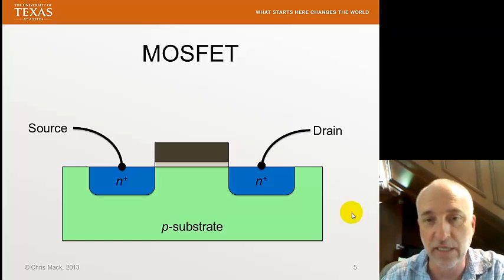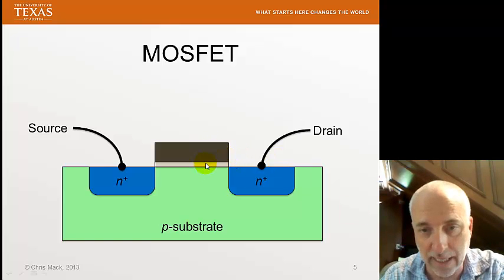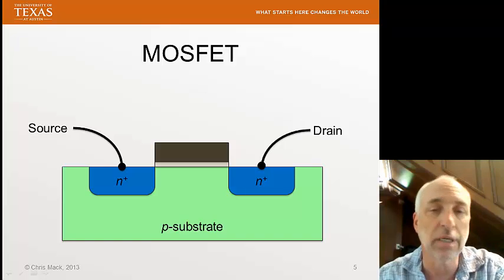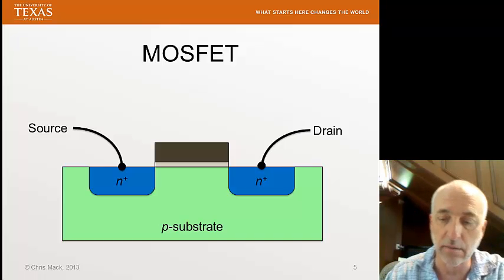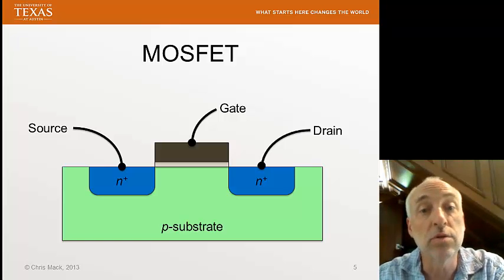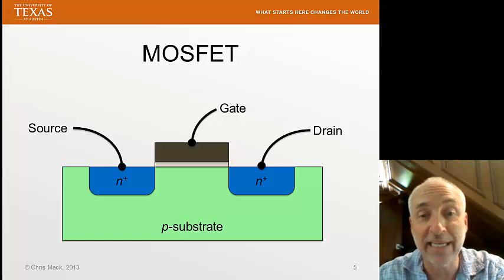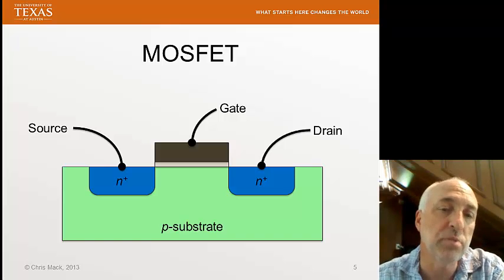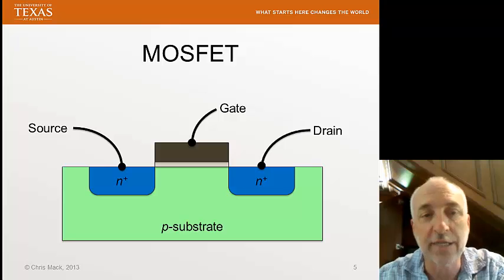This gives us the metal oxide semiconductor stack, where our MOS gets its name: metal oxide semiconductor. An electrical connection to that metal will turn that piece into the gate. And it will be the gate that we're going to use to change the behavior of the connection from the source to the drain.